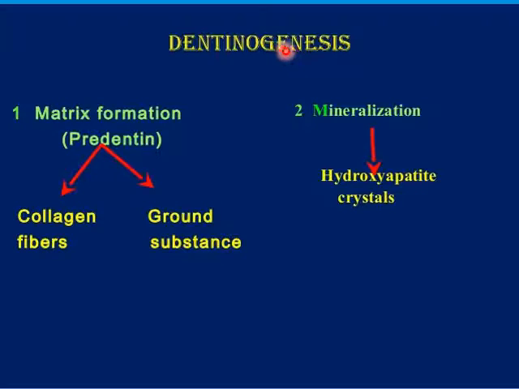So dentinogenesis, as we said, is two processes. First is matrix formation, or the predentin, which is composed of collagen fibers type 1 and type 3, and the ground substance, which is composed of glycoprotein, proteoglycan and non-collagenous protein. Second phase is the mineralization of this predentin by addition of hydroxyapatite crystals, which come from the odontoblast itself.